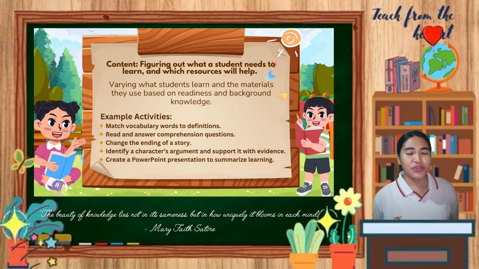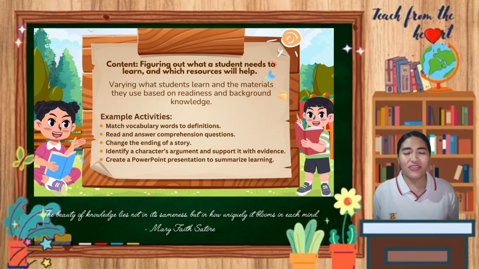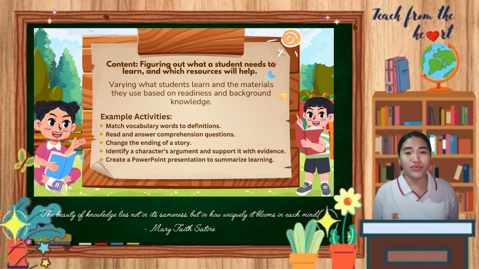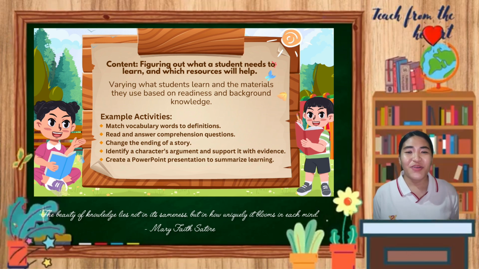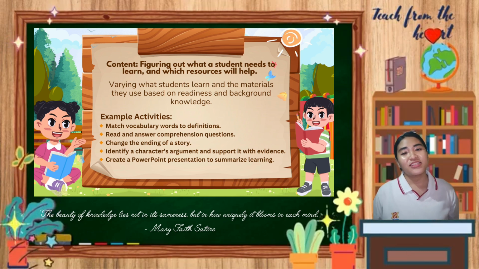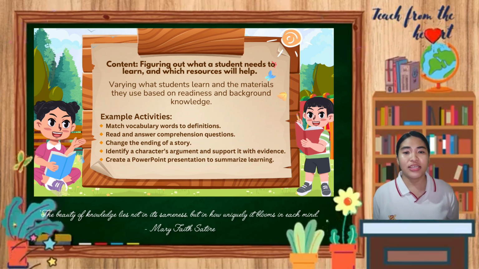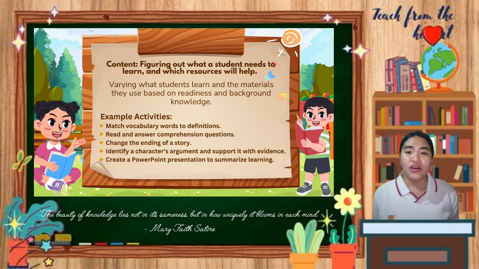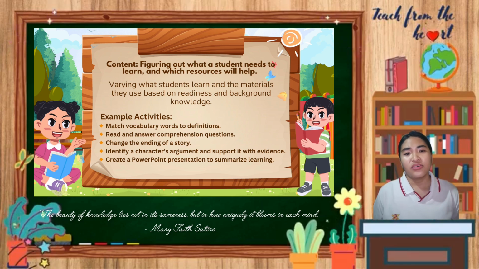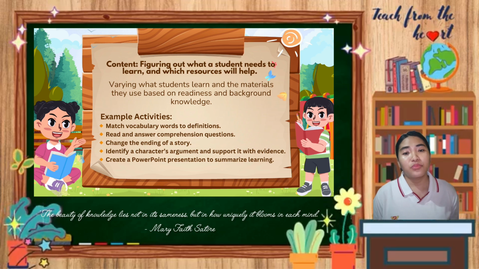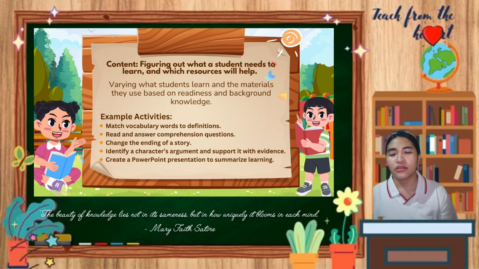For the first one, we have the content, varying what students learn and the materials they use based on readiness and background knowledge. So the students may be at different levels of understanding before a lesson starts. Some may need basic content, others more advanced work. Then the lessons can be adjusted according to Bloom's taxonomy. Yes, so those are remembering until creating.